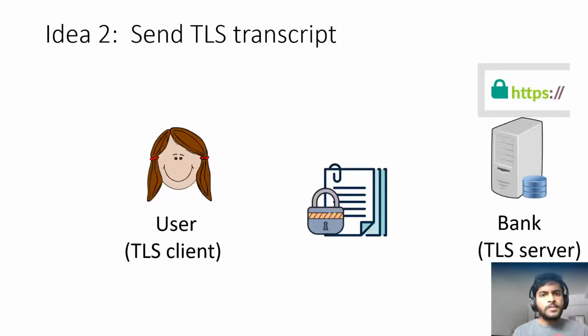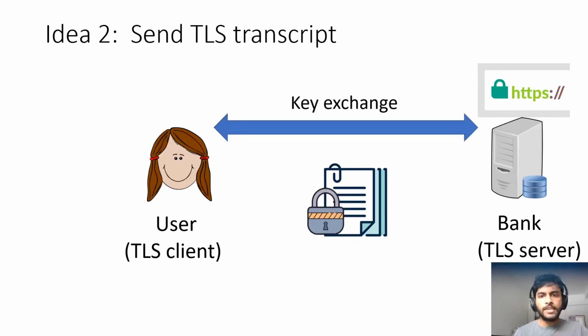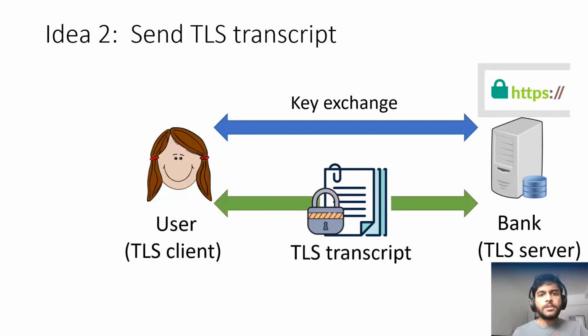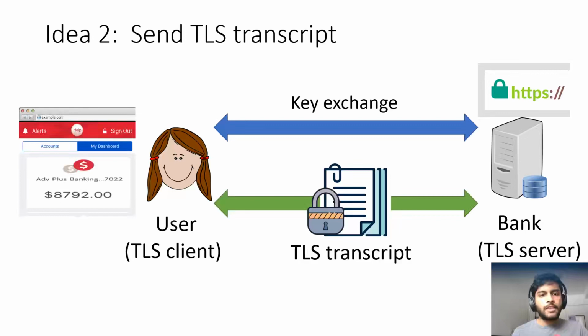Another idea could be to send the TLS transcript. Quite likely, Alice is interacting with the bank over a TLS connection. At a high level, this means the following. TLS works in two phases. First, Alice and the bank generate shared keys in the key exchange phase. Next, these keys are used to send messages across in the record layer. We are going to refer to these messages as the TLS transcript. For example, the bank balance Alice sees is also part of this transcript.